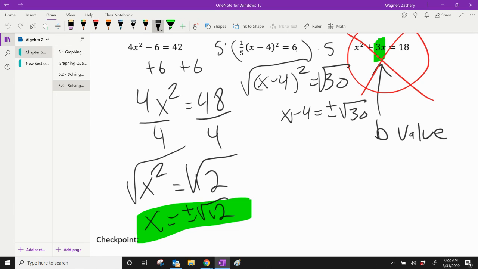Root 30, 4 does not go into it. That does not have any perfect square values. So I'm going to add 4 to both sides. x is equivalent to 4 plus or minus root 30.